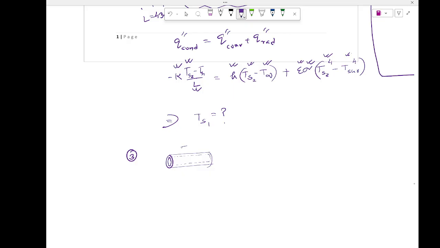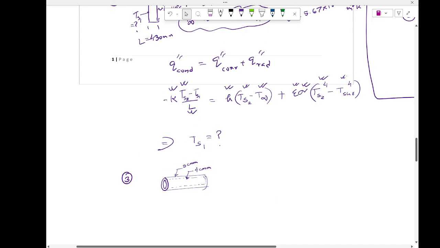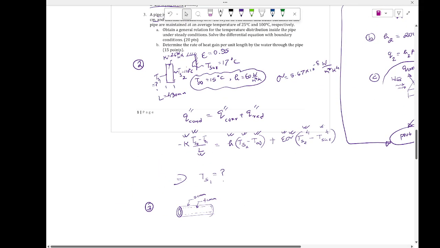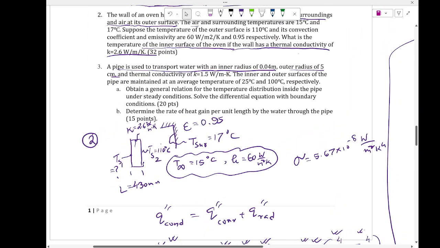Okay, so they said the inner radius is, what is the inner radius? 4 centimeter, and outer radius is 5 centimeter. They didn't give 4 directly, they gave 0.4 meter, it's the same thing. All right, so then they were saying the thermal conductivity of the pipe material is 1.5 watt per meter Kelvin. The inner and outer surface of the pipe are maintained at average temperatures of 25 and 100.